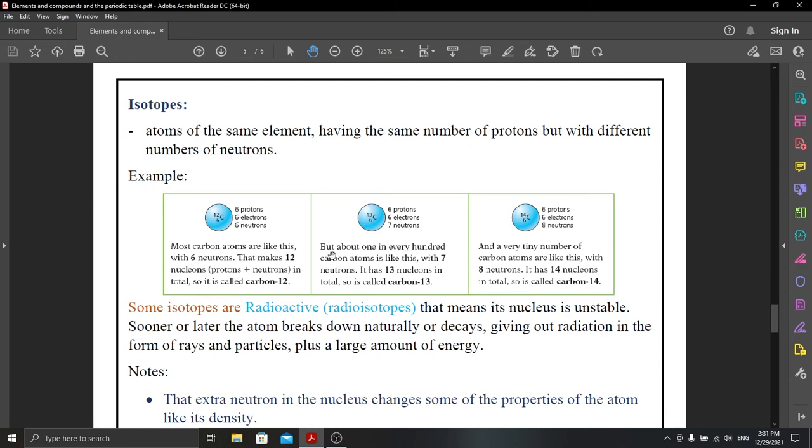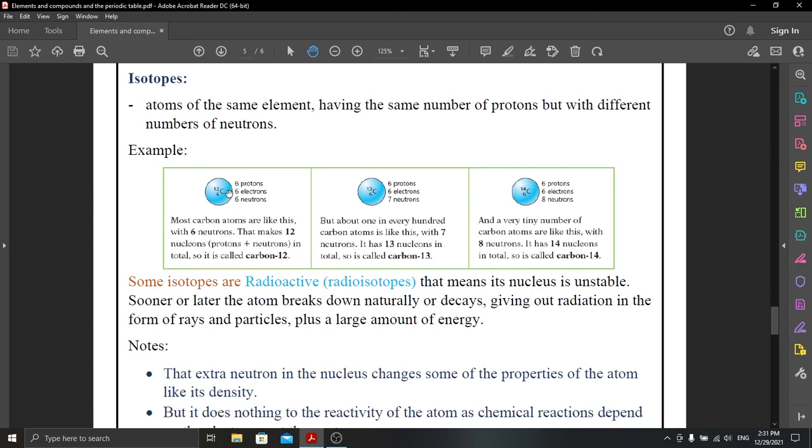Let's see an example. We have carbon. Carbon has 6 protons and a nucleon number of 12, which means that we have 6 protons, 6 electrons, and 6 neutrons. This is an isotope of carbon. It's carbon C13-6. So it has 6 protons, 6 electrons, and 7 neutrons. Carbon 14 has 6 protons, 6 electrons, and 8 neutrons.